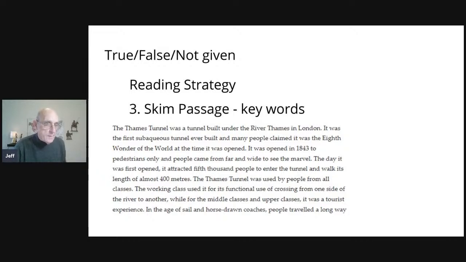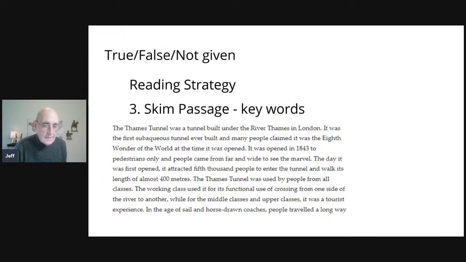And on top of that, anytime I see dates or proper names, even if I haven't seen them in the first set of questions, I'm still going to underline those keywords because I may need them for the second set of questions for this passage. So I take this passage, and as quickly as possible, I go through it, and I mark the words as carefully as possible.